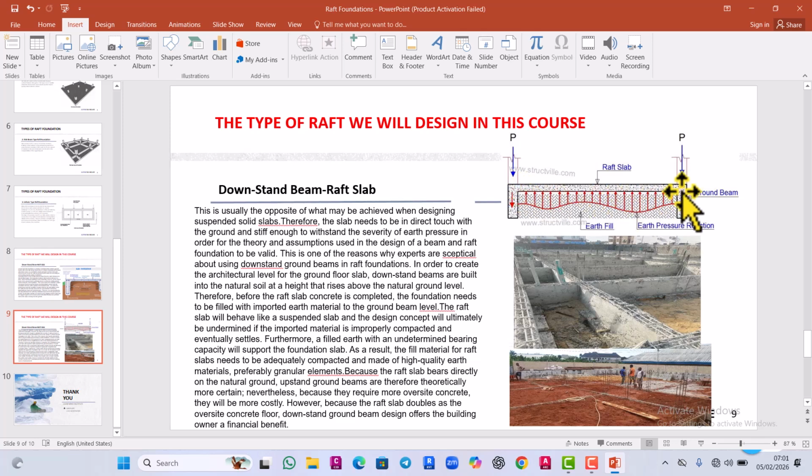So once this starts acting as a suspended slab, the design assumption has been what? Compromised. In that way, it will make the structure what? To fail. So that means the construction must be well supervised and monitored. Because once you don't fill the material well, the design assumption has been compromised. Okay, so that's why you must compact well. You must use a granular material. It's not even a must, but make sure you compact well.